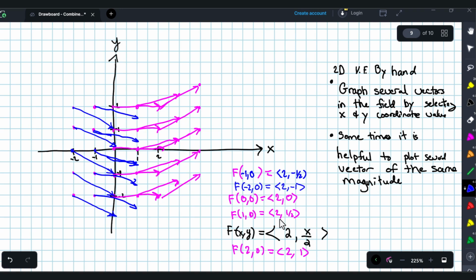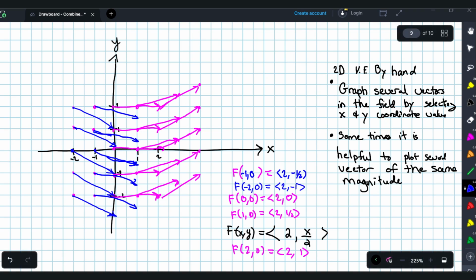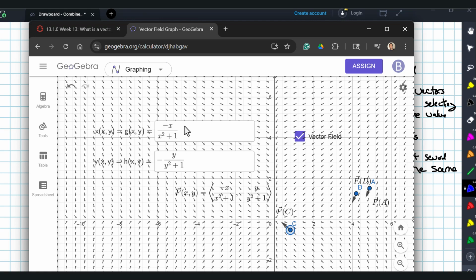This is a nice vector field with enough symmetries that it's kind of easy to draw if you see a pattern. Usually you'll have more complicated vector fields, and in that case you can click on the link on our Canvas course page to make GeoGebra graph the vector fields for you.